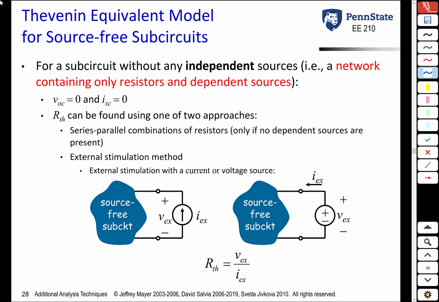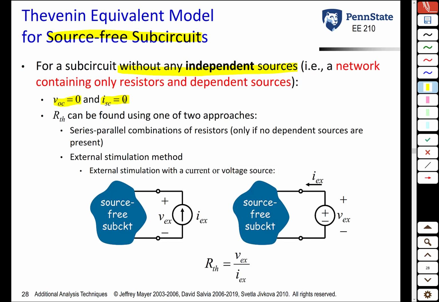Specifically, we're looking at the Thevenin equivalent model for source-free subcircuits. So a circuit is considered source-free if it does not have any independent sources. In other words, if it consists only of resistors or resistors and dependent sources. The problem with source-free subcircuits is if you try to calculate the open circuit voltage, you're going to get 0 volts, and if you try to calculate the short circuit current, you're going to get 0 amps.